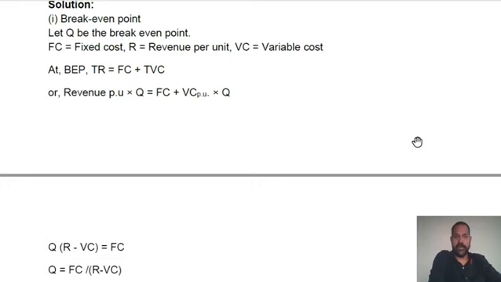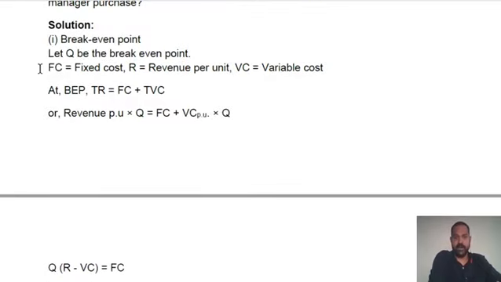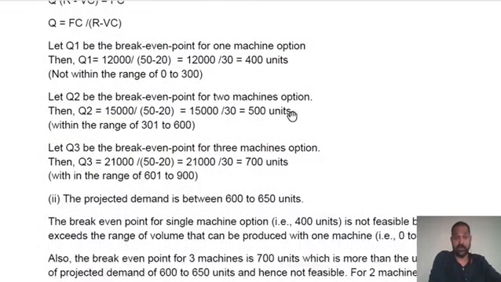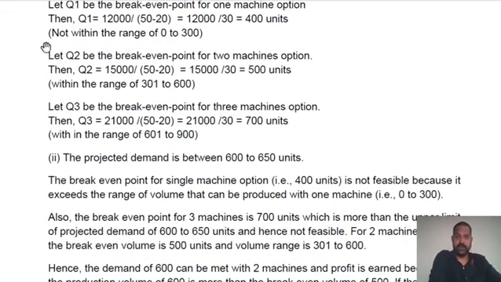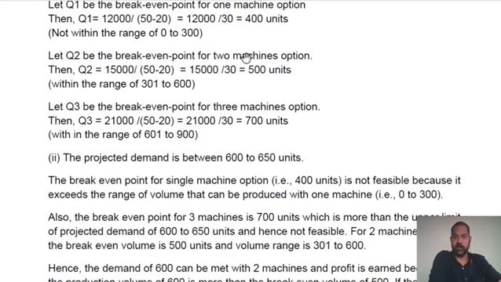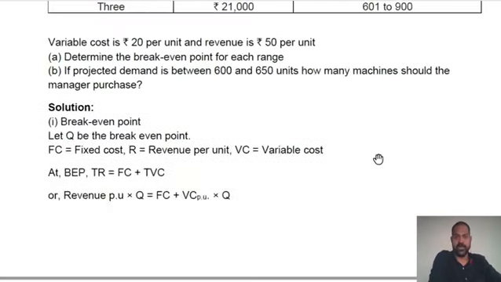According to them, they have calculated the break-even point and they have written this, which is TR, total revenue, which is FC plus TVC. FC is fixed cost, R is revenue, VC is variable cost, and so on. Stick to what I have written, more than enough. They say for 1 machine it's 400 units, for 2 machines it's 500 units, for 3 machines it's 700 units. That is the answer to question number 1.